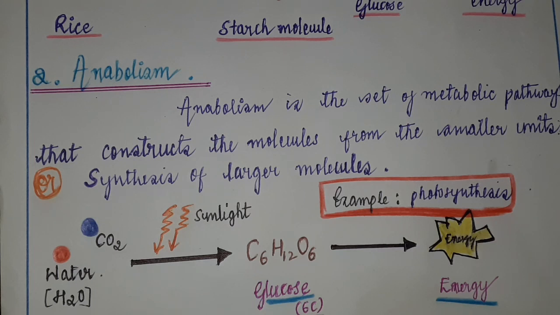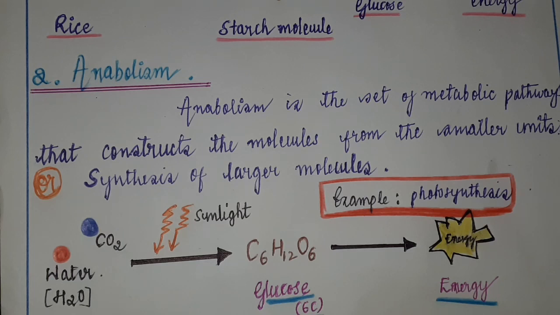So this is the opposite scenario of the catabolic process. In catabolism, larger molecules are breaking down into smaller molecules, whereas in anabolism, the smaller units are constructing the larger unit. That is, synthesis of larger molecules is taking place here, right? The best example for anabolism is photosynthesis.